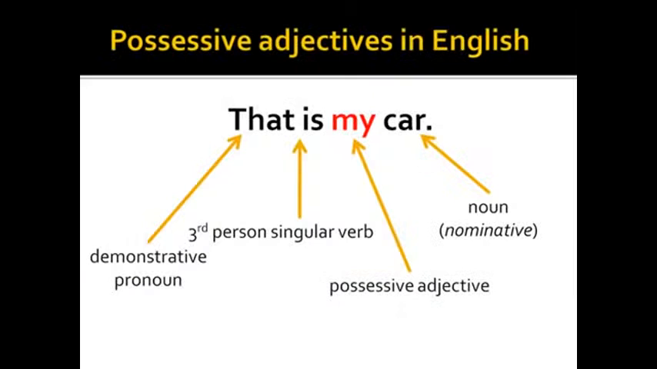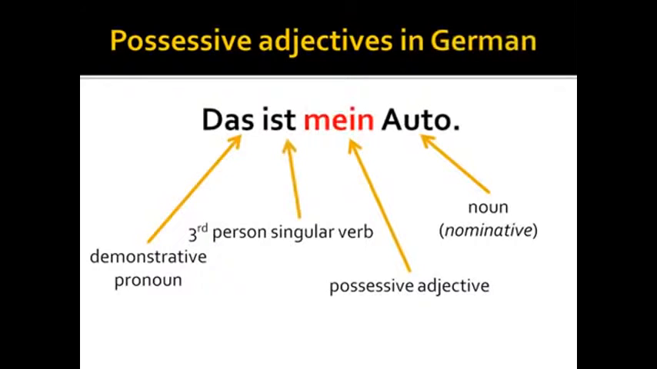So, a possessive adjective in English is what you see on your screen, my, as in that is my car. Just as a way to review, we have a demonstrative pronoun, that. The verb is in the third person singular, a form of sein, which means that the noun that the verb modifies, or the noun that is used in connection with the verb, is going to be in the nominative case. Now, let's take a look at the same sentence in German.